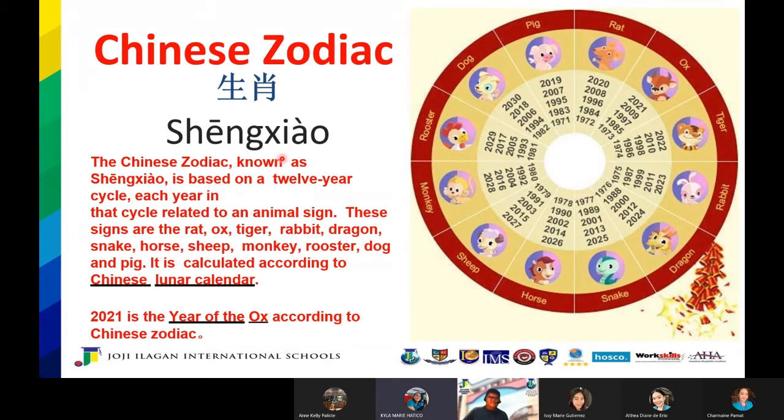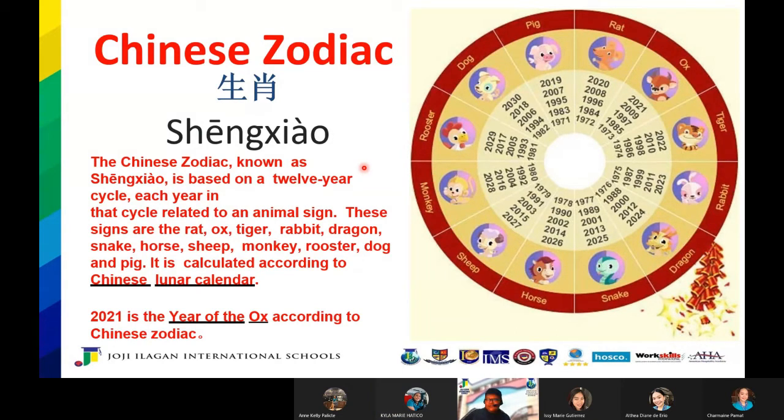The Chinese zodiac sign, known as Sheng Xiao, is based on a 12-year cycle. Each year in the cycle is related to an animal sign. These signs are rat, ox, tiger, rabbit, dragon, snake, horse, sheep, monkey, rooster, dog, and pig. It is calculated according to the Chinese lunar calendar. 2020 year of the ox according. Yes, 2021 is Year of the Ox.